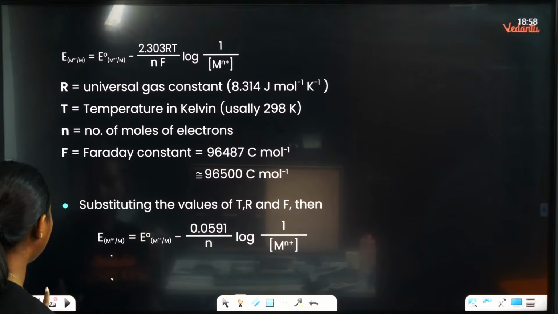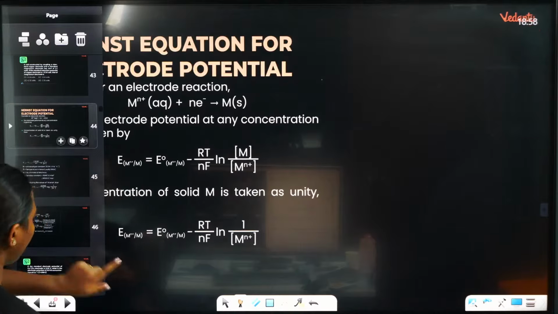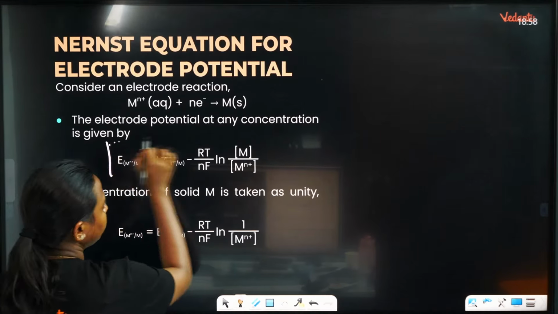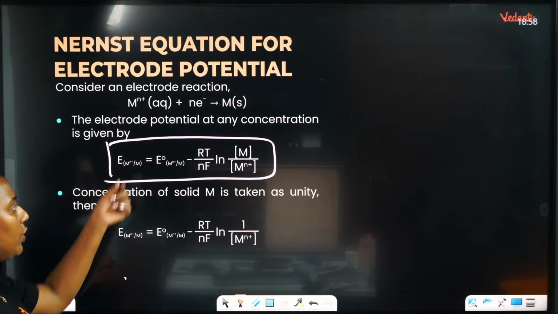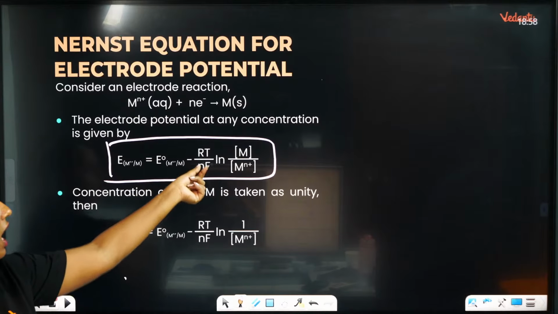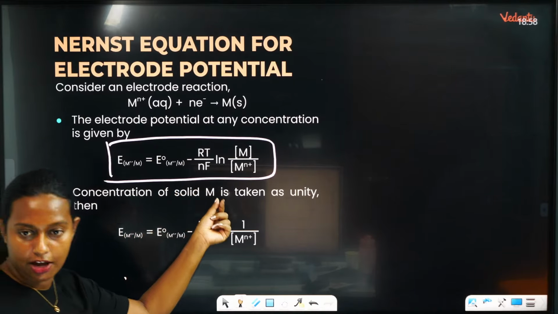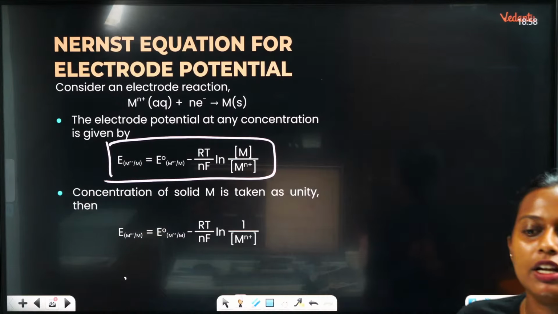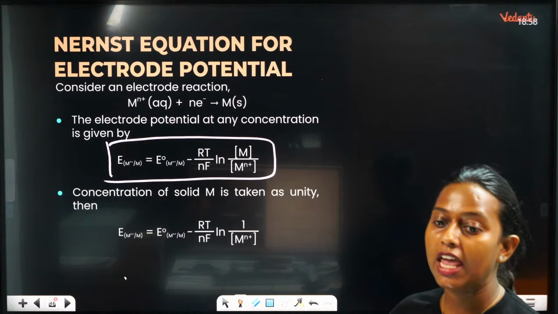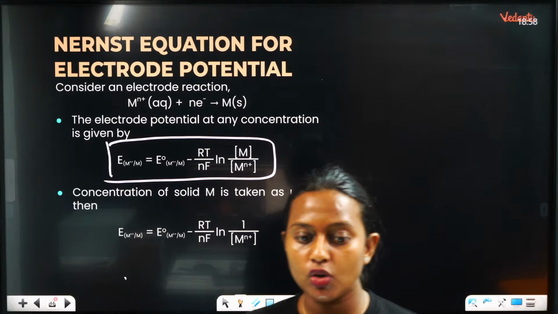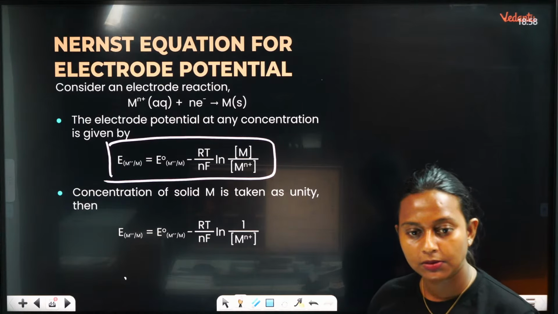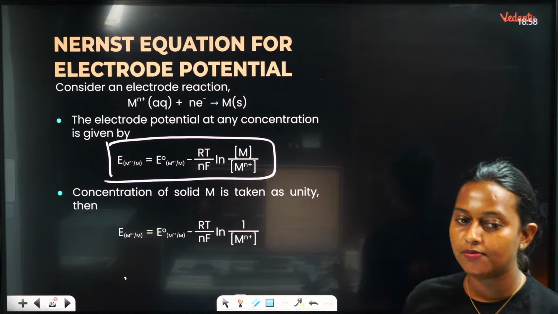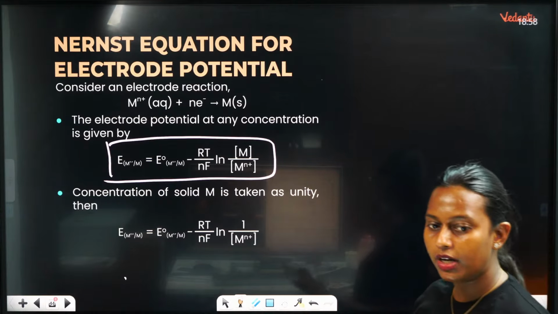Before that I just want to add one more point. E cell is equal to E naught cell minus RT by nF into ln of concentration of M divided by concentration of M n plus. Is it clear? No doubt.